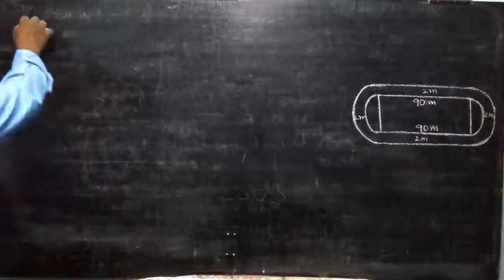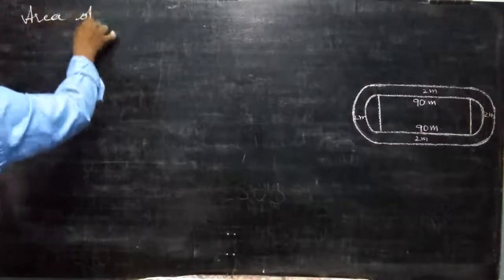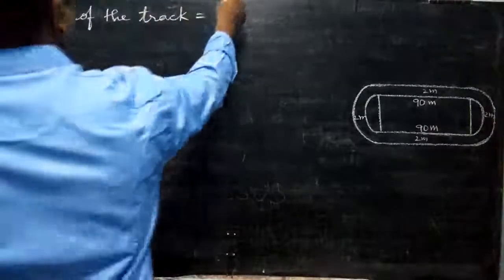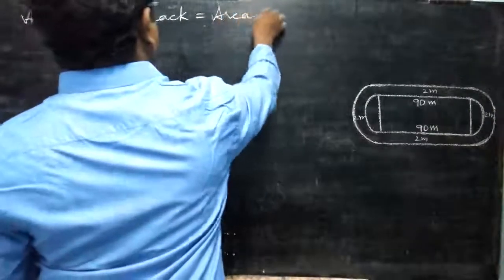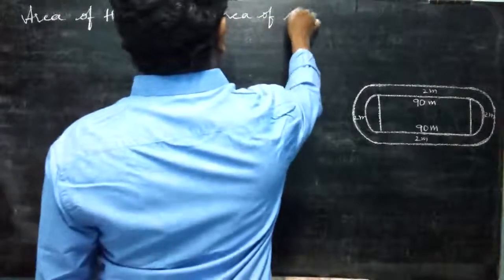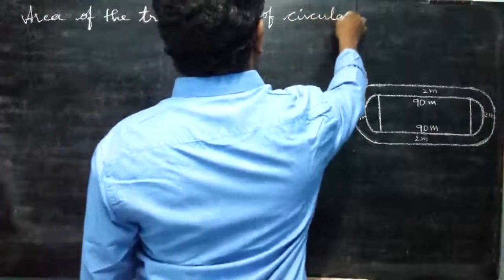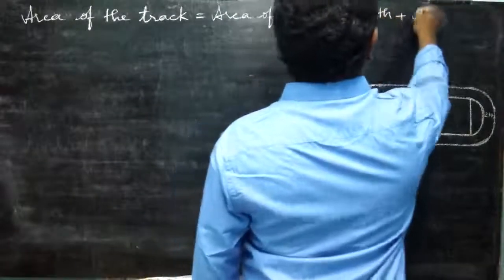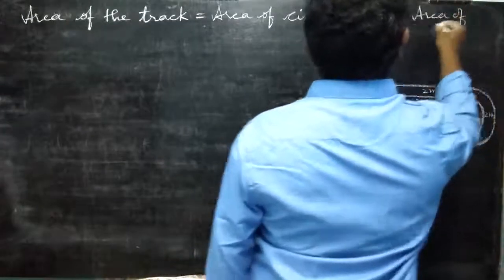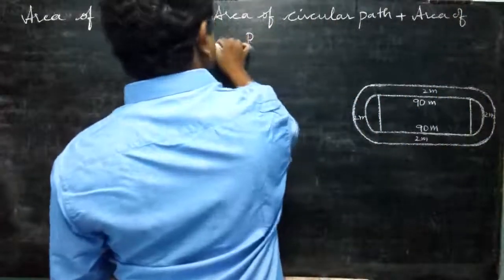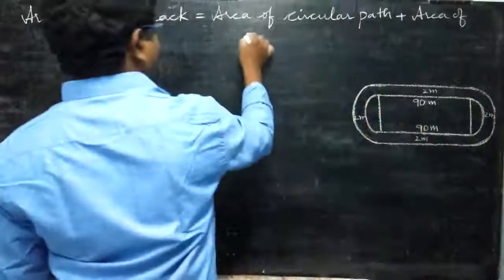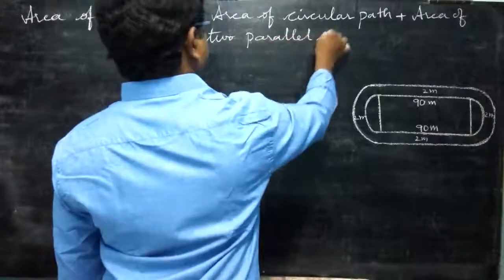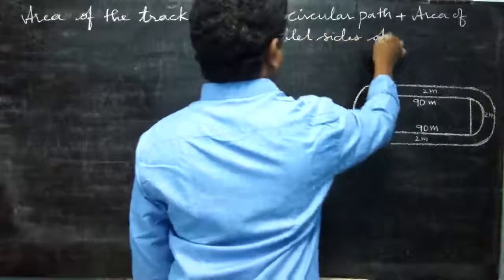Now they are asking to find the area of the track. How to find the area of the track? Area of the circular path plus area of two parallel sides of the track.